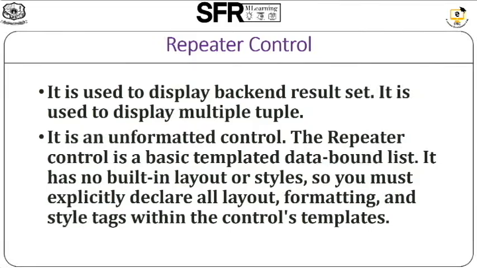Repeater control is used to display back-end result set. That is, repeater control displays the back-end result set. It is used to display multiple tuples. Repeater control is an unformatted control. The repeater control is a basic templated data bound list. Repeater control can be called a data bound list.